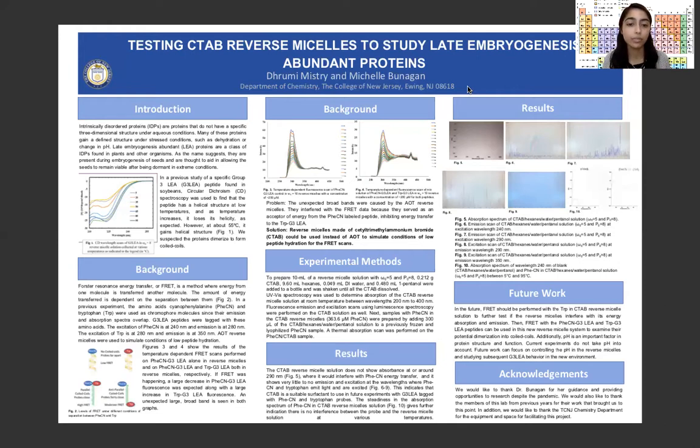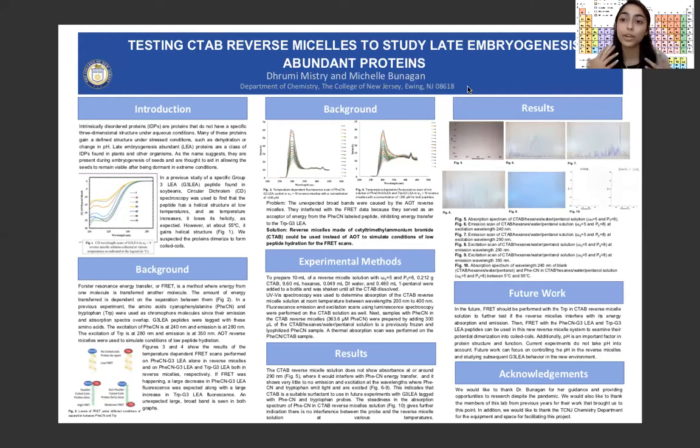And so the solution we came up with was to make reverse micelles out of another substance, and that substance we chose was cetyl trimethyl ammonium bromide, or CTAB. And so the goal of my work was to see if CTAB would be a suitable substance to use for reverse micelles for our purposes of studying these G3-LEA proteins. And our results so far have indicated that yes, it does work.